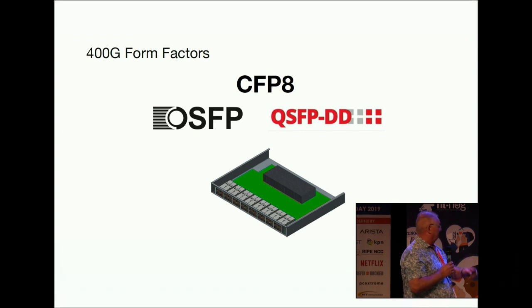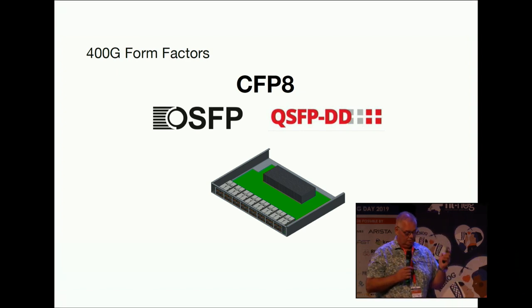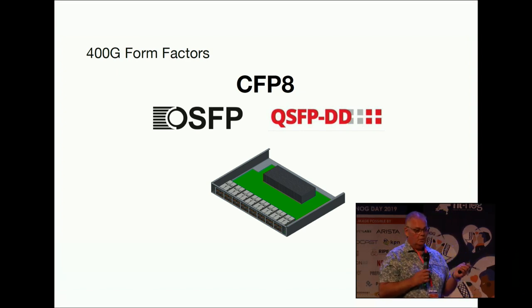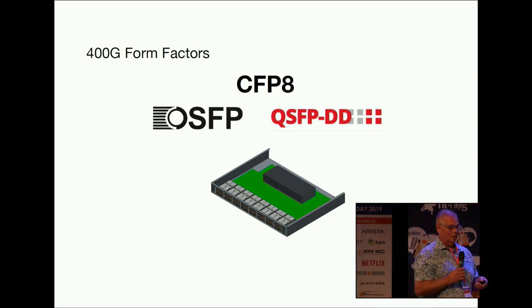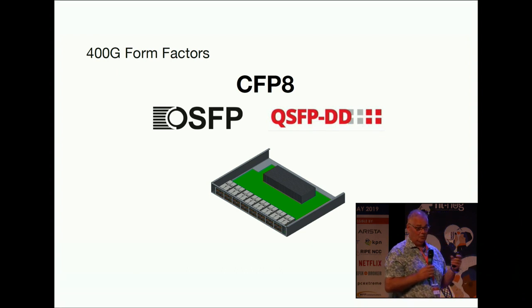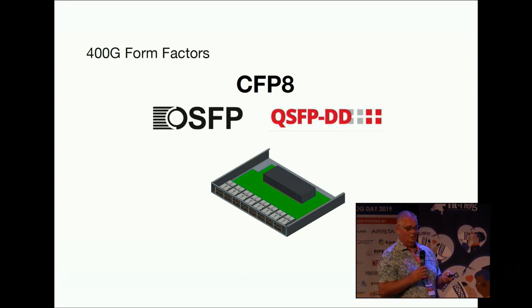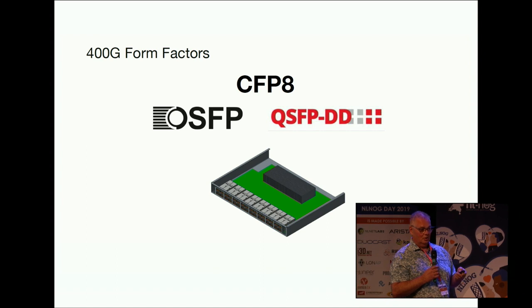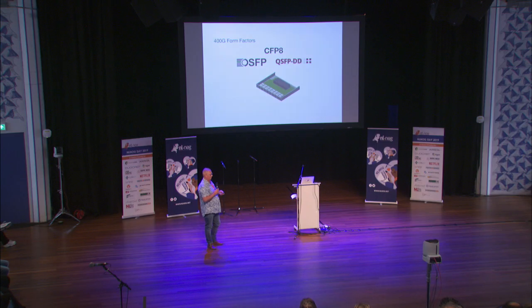So quickly on the form factors. There are 3 of them. QSFP or CFP8. Well, we all know the CFP2s and others. They are big, bulky. You don't get a lot of density in there, but because it's big, it can hold a larger power budget. So with a large power budget, we can drive the length of the signal.